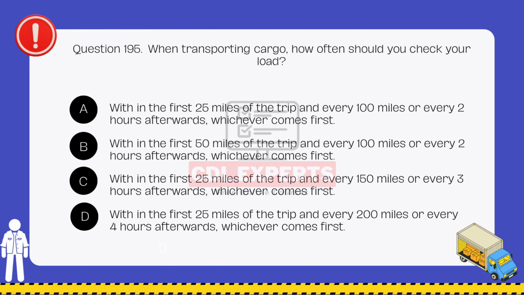When transporting cargo, how often should you check your load? Within the first 25 miles of the trip and every 100 miles or every 2 hours afterwards, whichever comes first. Within the first 50 miles of the trip and every 100 miles or every 2 hours afterwards, whichever comes first. Within the first 25 miles of the trip and every 150 miles or every 3 hours afterwards, whichever comes first. Within the first 25 miles of the trip and every 200 miles or every 4 hours afterwards, whichever comes first.